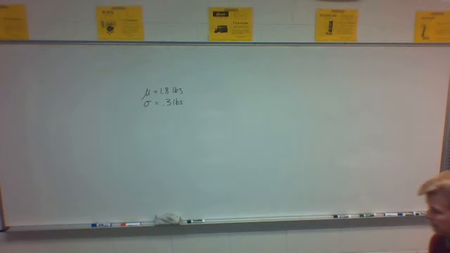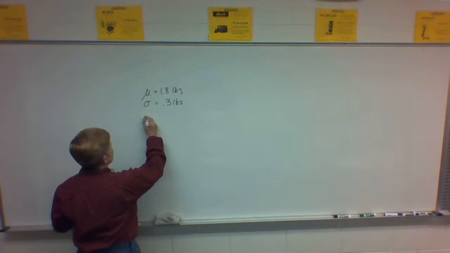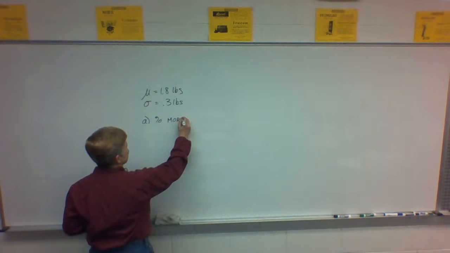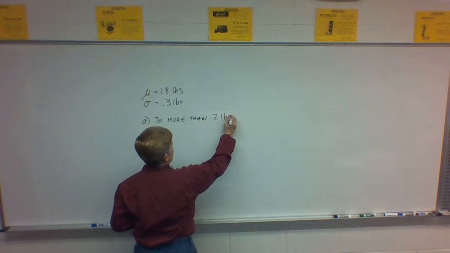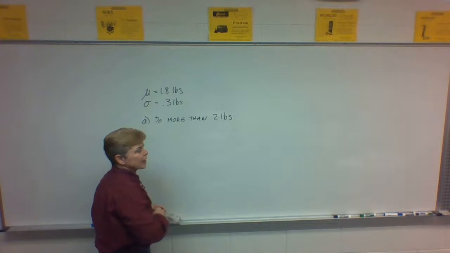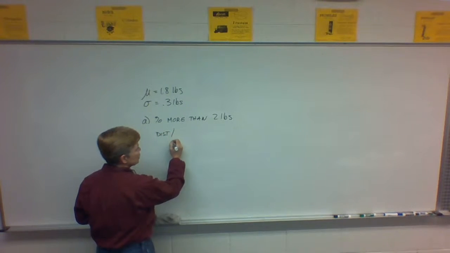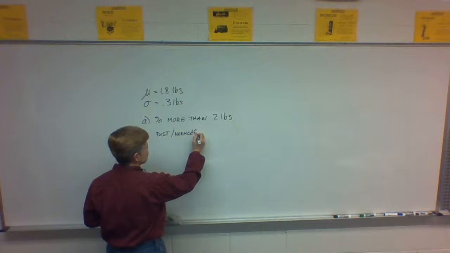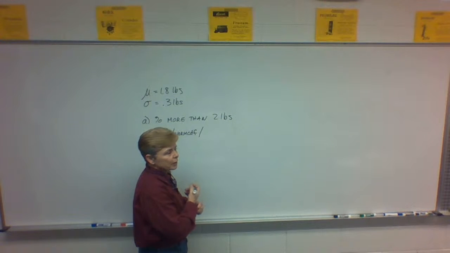So do you remember how to do that? E is the percent of the whole population that is more than 2 pounds. So in your calculator, you go to distribution, normal CDF, and then, depending on the operating system of your calculator, you put in 4 things.